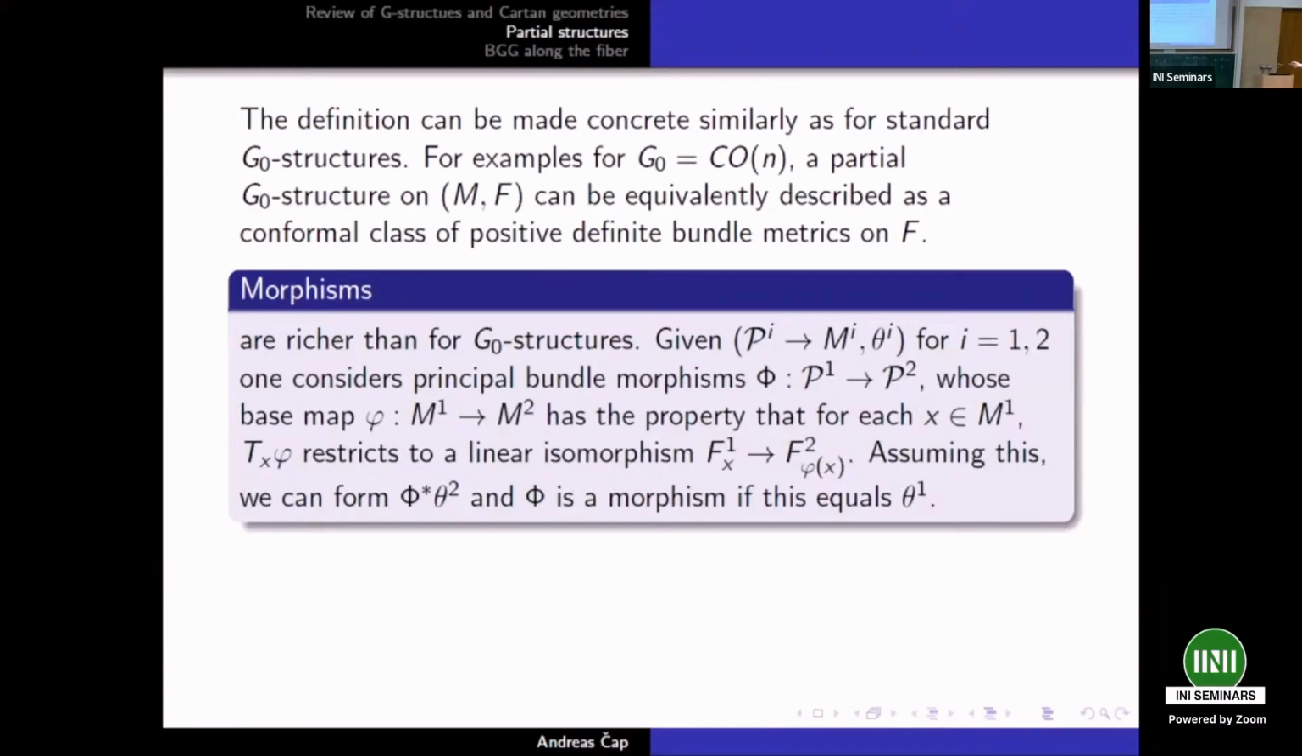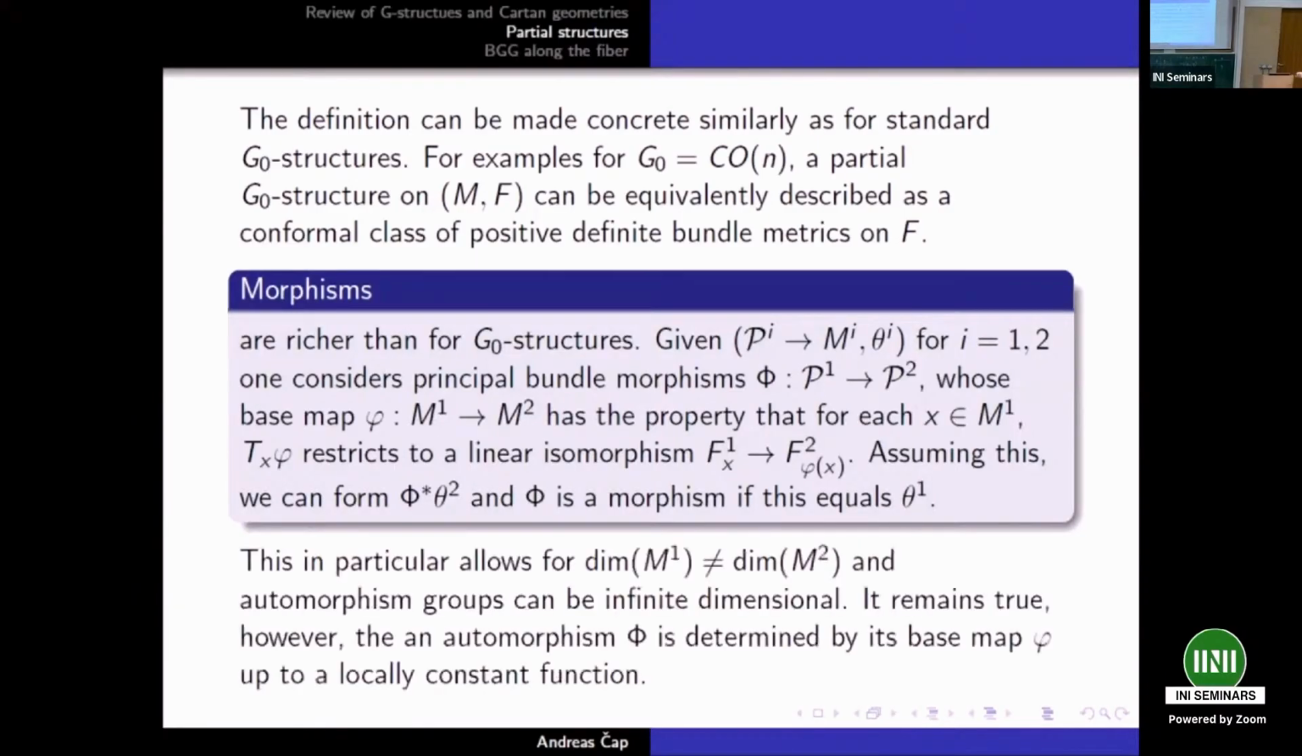And once you assume this, you can form the pullback of θ2 along this principal bundle homomorphism phi, and you call phi a morphism if phi star θ2 equals θ1. Okay, so there is a much wider class of morphisms. In particular, the inclusion of a leaf with the induced G0 structure defines a morphism of partial G0 structures. Okay, so in particular, they can have different dimensions.